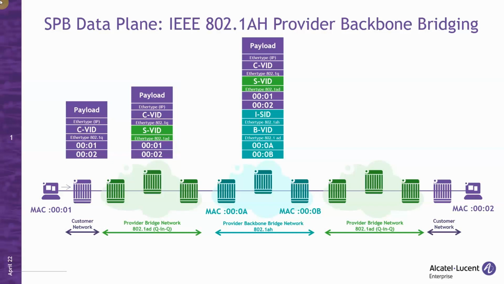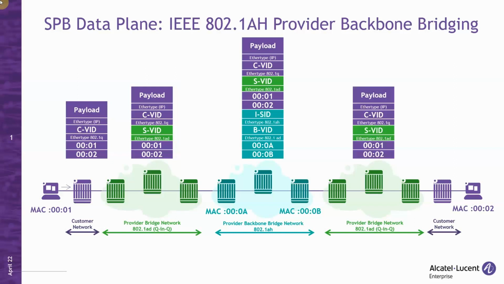Backbone source and destination MAC addresses. The MAC addresses associated with SPB nodes, that is, the backbone MACs. Within the SPB backbone, traffic is forwarded based on the destination BMAC, the B destination address. End client customer MACs are not learned or used for forwarding within the backbone. So the two new MAC addresses that we see in this header are the backbone MAC addresses of the first ingress SPB node and the MAC address of the egress SPB node. Lastly, there's the ether type for PBB.